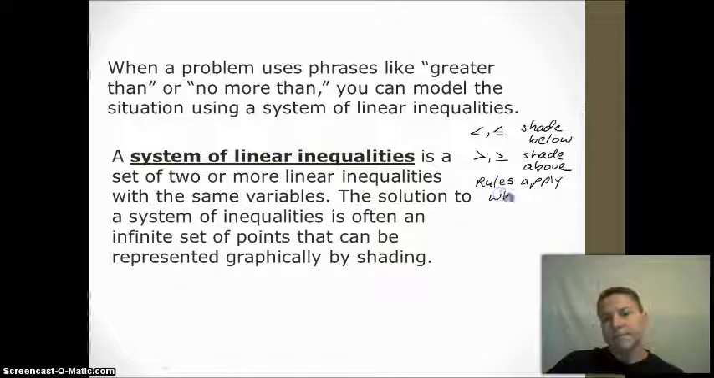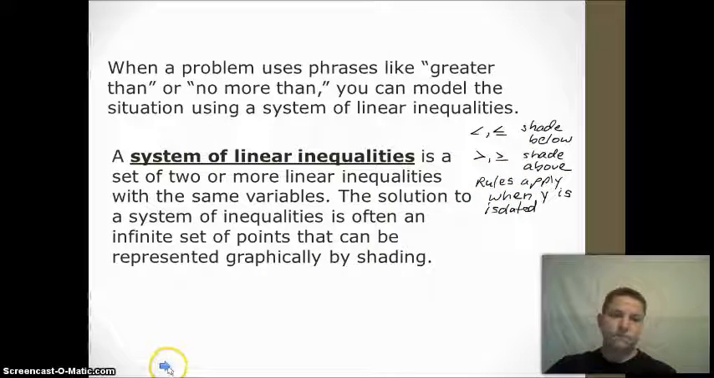So we're going to be isolating y during the whole lesson. So these rules apply when y is isolated, in other words, when the equation is in slope-intercept form. Also remember that the line is dotted when you don't have the equal to underneath the less than or equal to, and that it's solid when the line is underneath there. So just a little bit of review from things that we covered in chapter 2.